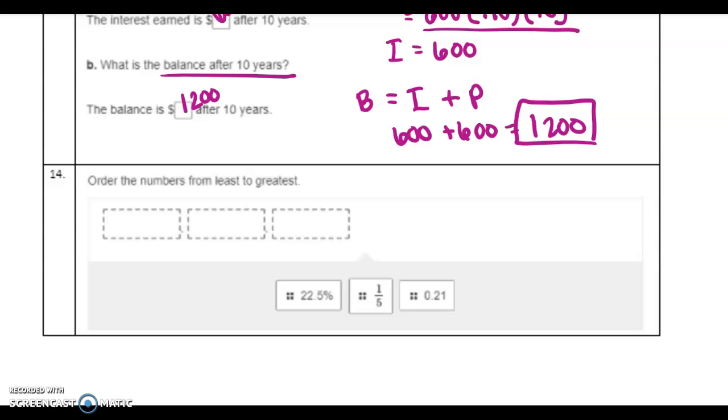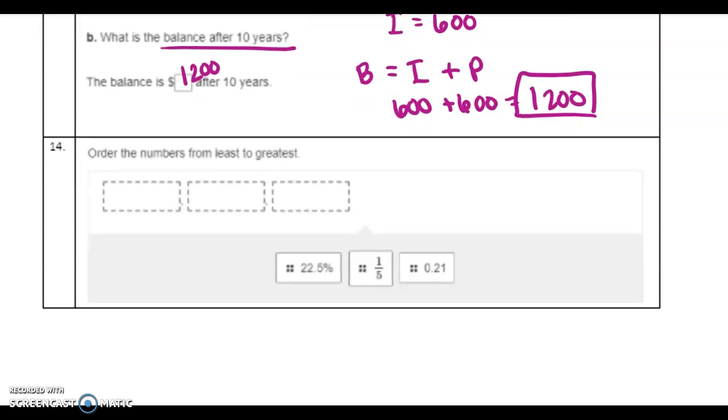Order the numbers from least to greatest. I'm going to put them all as percents. I think that's always easier to see it. So this is already a percent, so we have 22.5%. This, I'm going to do 1 divided by 5, and that gives me 0 and 20 hundredths, or it might just show up in your calculator as 0.2. But then to make it a percent, I move that decimal to the right twice, and so I have to fill it in with a 0. So that gives me 20%. So this is now 20%.